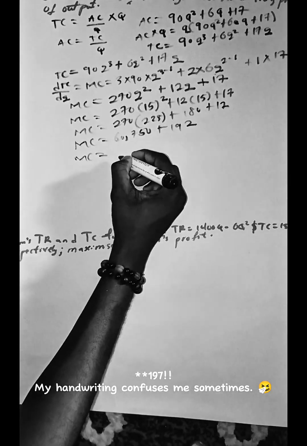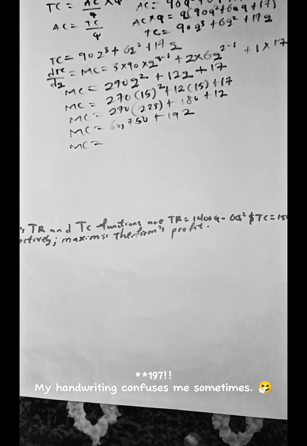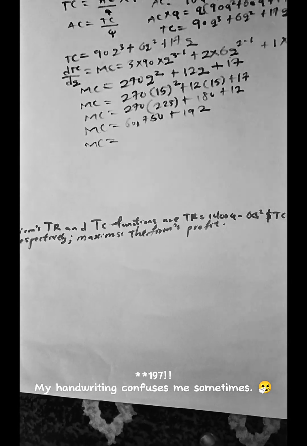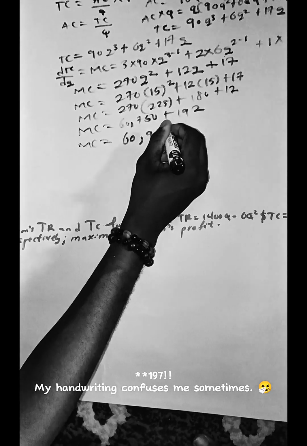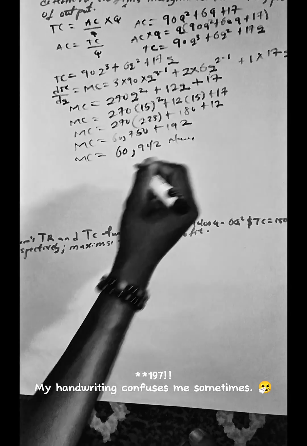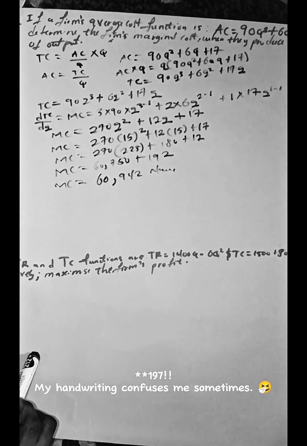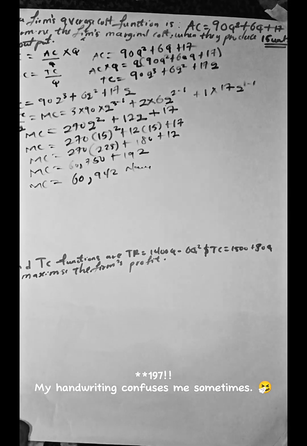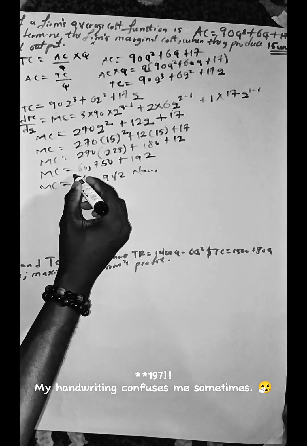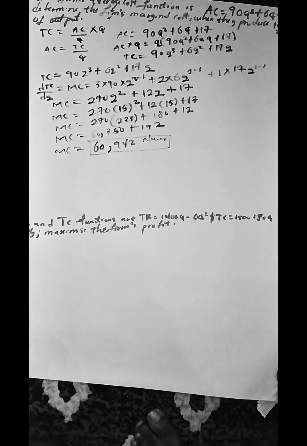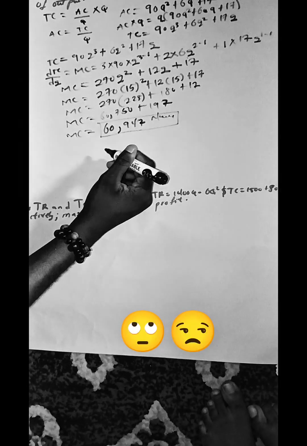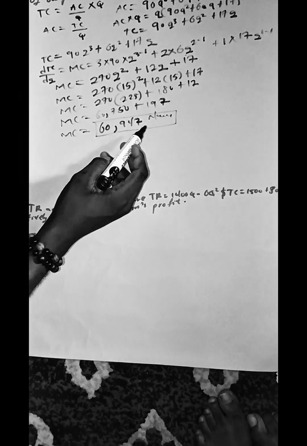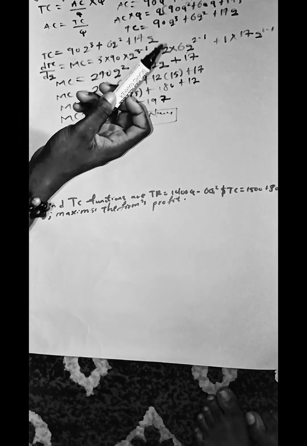So our marginal cost is equal to 60,750 plus 192. Sorry, plus 192. That's just going to be 60,942. Let's say naira. So when the firm produces 15 units, the marginal cost, the extra cost they incur, is 60,942 naira. I mean, this is actually supposed to be 7, so this is 17. So this is our marginal cost function at 15 units of output produced.